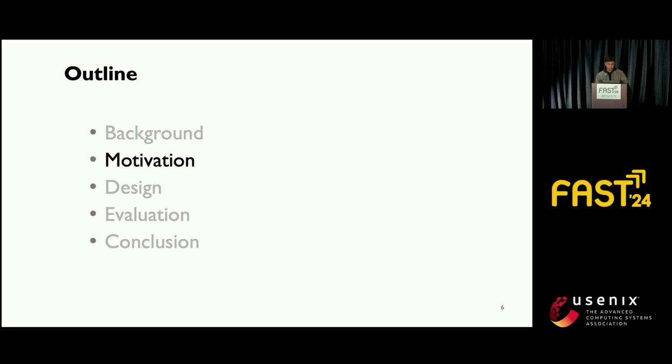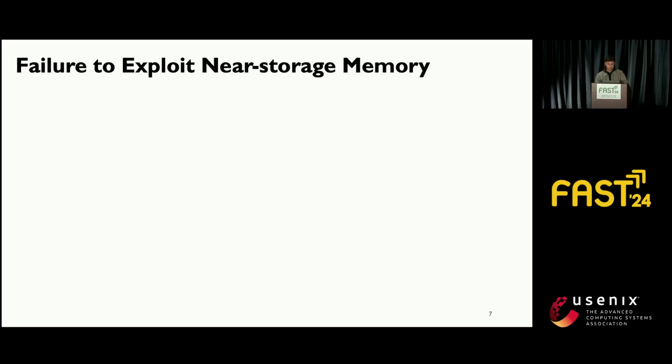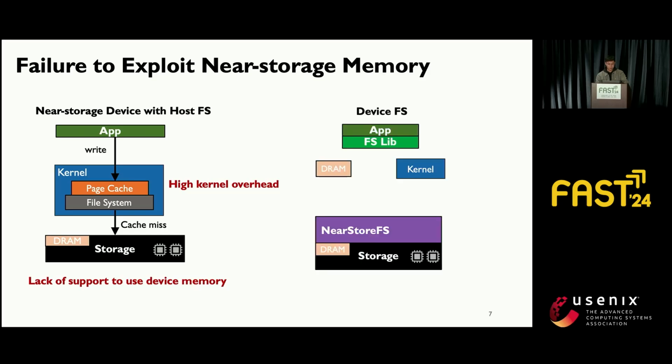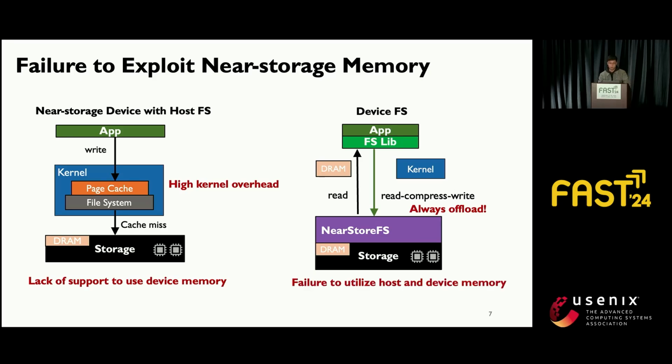Now let me introduce the motivation. First, we found existing designs didn't exploit the near storage memory for caching. The host file system design, as the file system resides in the kernel, suffers high kernel software overheads and a lack of use of the near storage memory. The device file system design provides direct access, but it doesn't provide a caching solution, so it can't utilize the host and device DRAM for caching. It could suffer high communication cost between the host and devices.